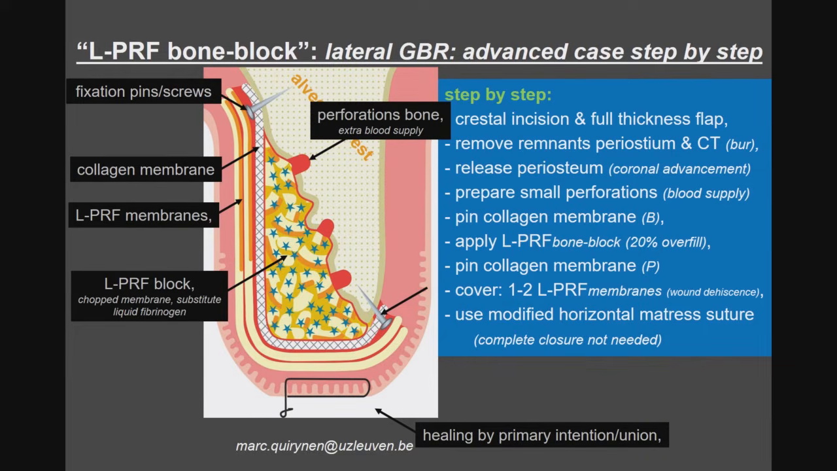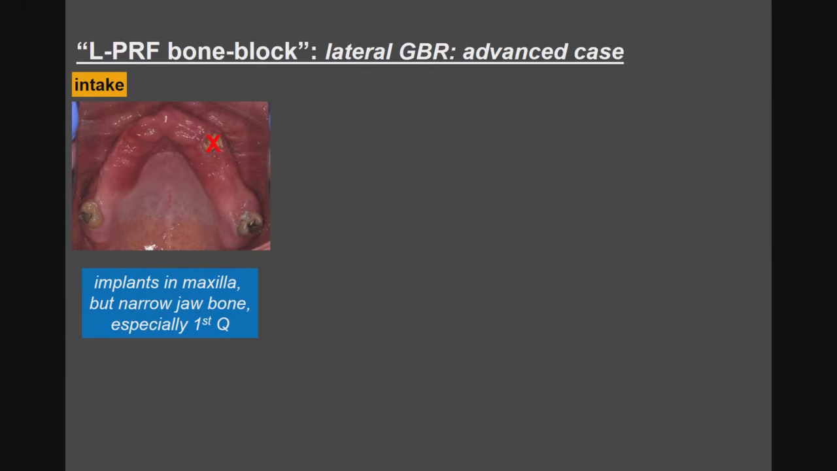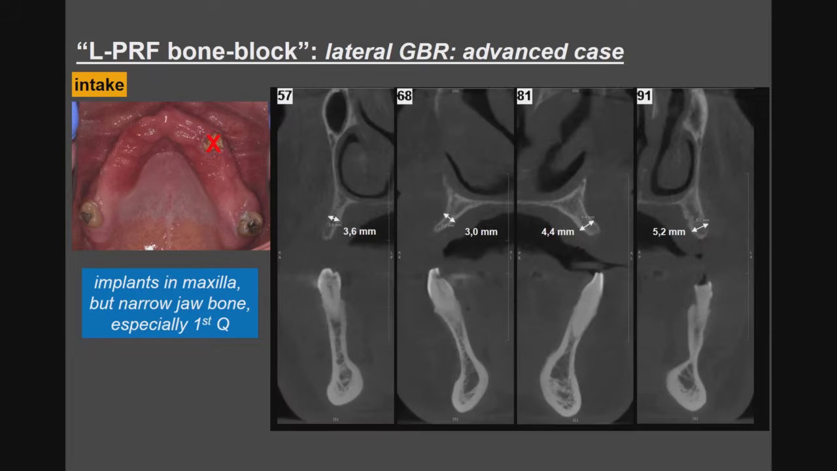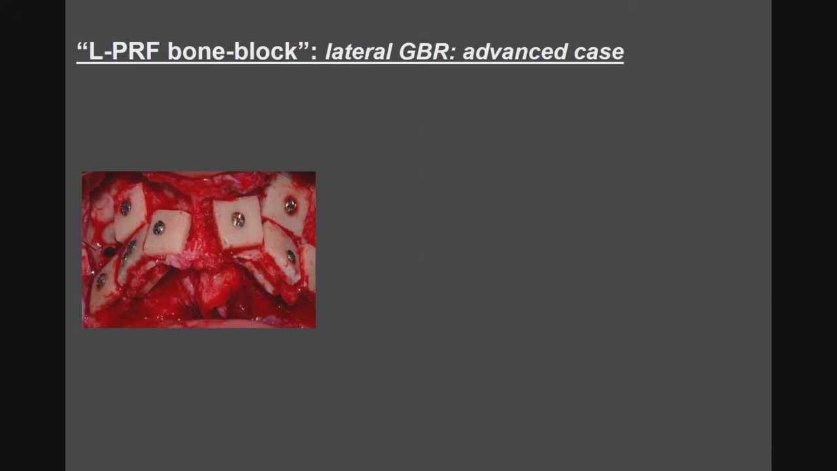But if that does not happen, it's not really a big issue. Let's look at one case. This lady wanted to have implants in the upper jaw, but these are the cone beam pictures. Okay, we have 4 millimeters in the second quadrant. You could work with narrow implants, but in the first quadrant, we have 3.6 and 3 millimeters.